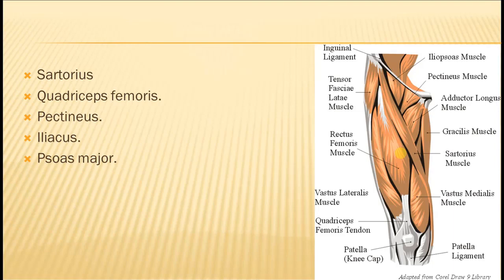Now, deep to the deep fascia, we see the muscles of the anterior compartment, or the extensor compartment, of the thigh. Present most superficially, immediately deep to the deep fascia, is the sartorius muscle. Then you have the quadriceps femoris, a combination of four muscles: rectus femoris and three vasti, that is vastus lateralis, vastus medialis and vastus intermedius. Then the muscles forming the floor of the femoral triangle: iliacus, pectineus and psoas major. Then one more muscle is the tensor fascia lata. These are the muscles in the anterior compartment of the thigh. We will see each muscle one by one.